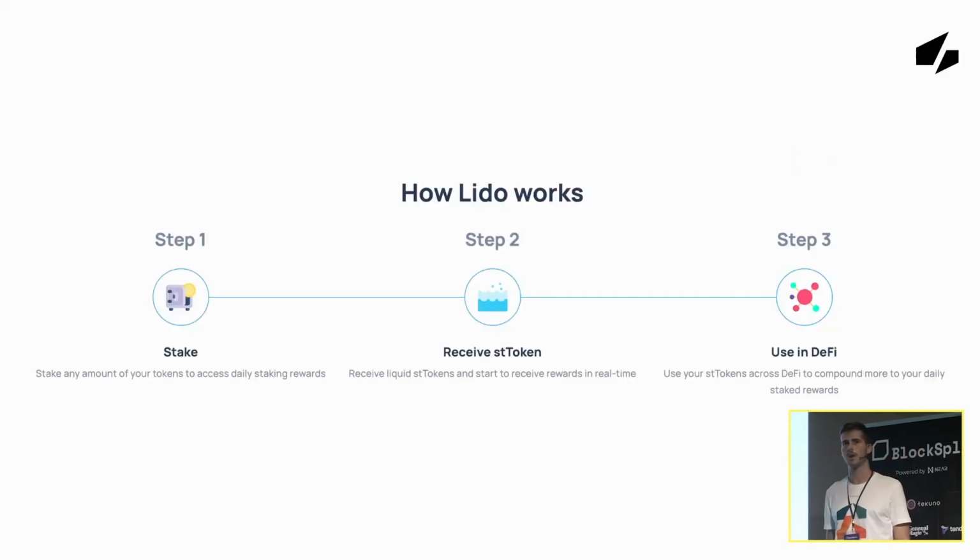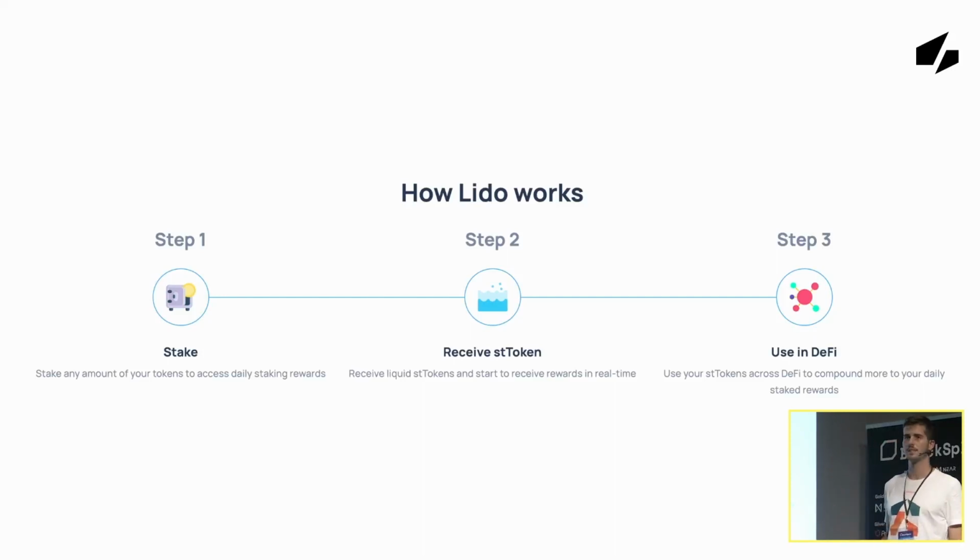This is a very simple graphic. Generally, it's valid for all of the Lido protocols. For Lido on Polygon, it's a bit more complex. But generally, you get your native tokens. You stake them into Lido on Polygon or Lido on Ethereum, Lido on Solana. You immediately receive the stToken, and you're good. You can use it in DeFi.